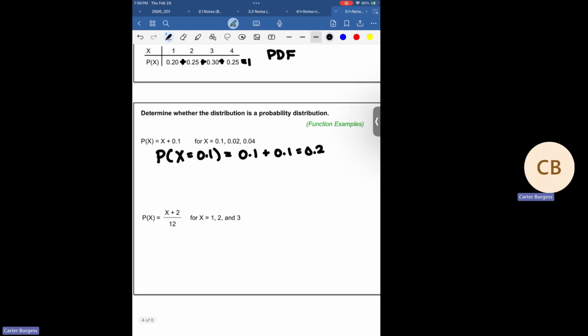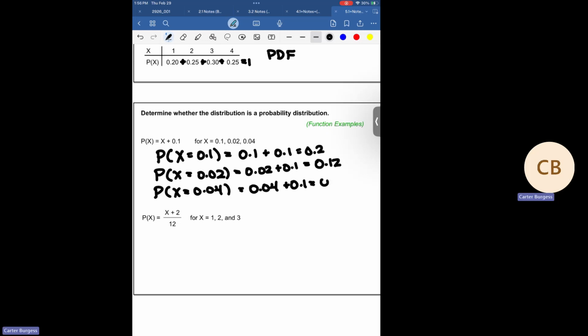Okay. Let's consider our probability that x is 0.02. What is this going to look like? Yeah, plus 0.1. Exactly like before, we get 0.12. So if this is a PDF, that's saying that there's a 12% chance of this happening. And when x is equal to 0.04, exact same deal. Plugging it in, I get that this, if this is a PDF, tells us that this is happening about 14% of the time.